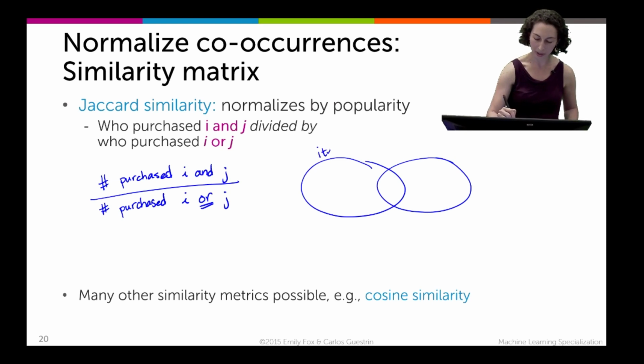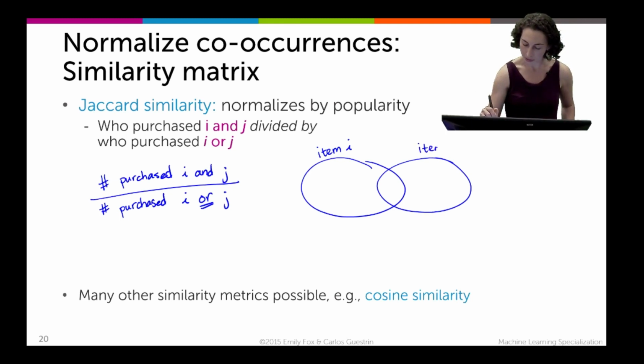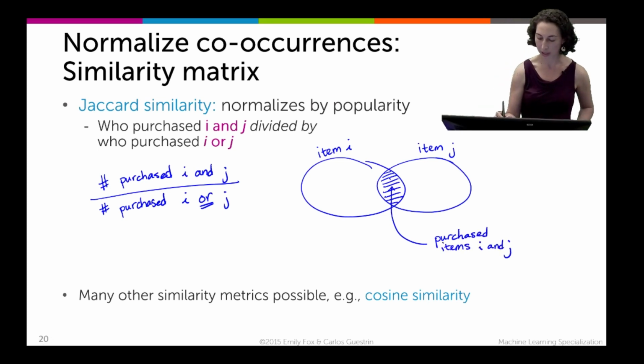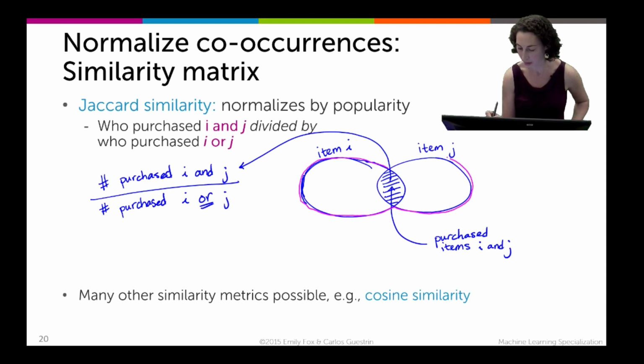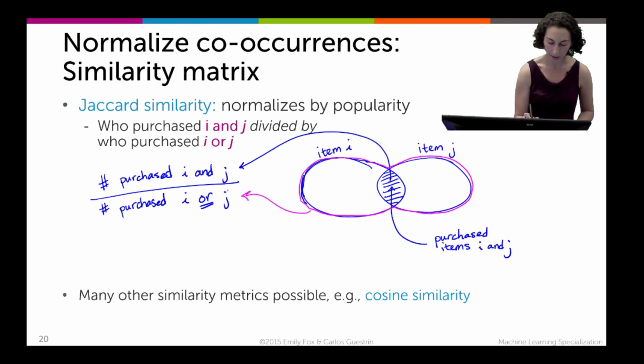Here's the world of people that purchased item I. And here's the world of people who purchased item J. And here in this shaded area are the people who purchased I and J. So what we're going to do is we're taking the counts we had before. This is our numerator, this shaded area, purchased I and J. And we're just normalizing by the total area. So that's, let me switch colors here to make this a little bit more visible, circling the whole entire world of unique users that purchased items I or J, and that's our denominator.